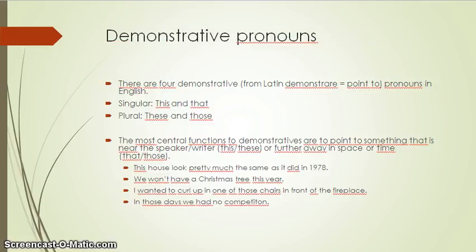And then we have the demonstrative pronouns, which are 4 in English, and demonstrative comes from Latin demonstrare, which means point to. We have singular forms, this and that, and plural forms, these and those. The most central functions of demonstrative pronouns are to point to something that is near the speaker or writer, then of course you use this and these, or further away in space or time, that and those. And see the examples. This house looks pretty much the same as it did in 1978, or we don't have a Christmas tree this year.